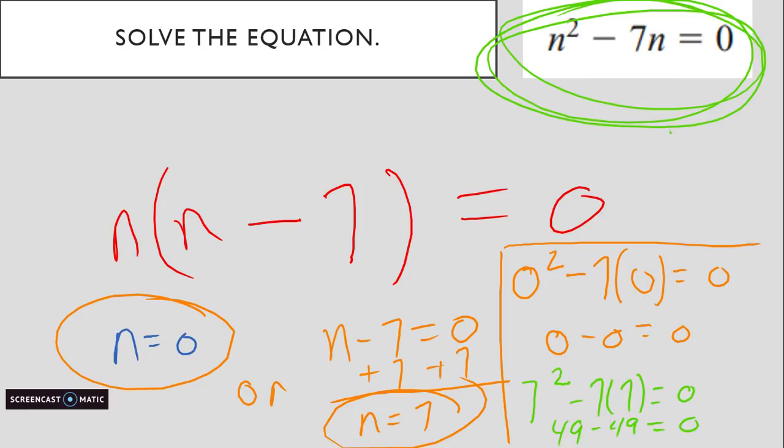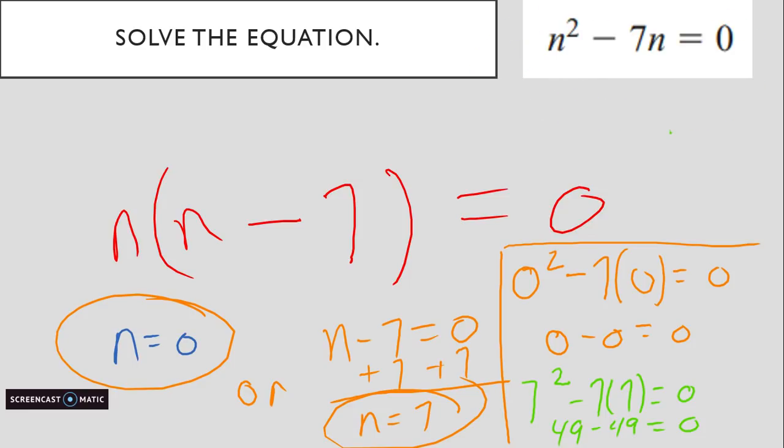If I put 0 in for n both times, I get 0. If I put 7 in both times for n, I get 0. So those are our two possible solutions. All of your homework questions need to have those two solutions. You need to solve two equations. Don't take any shortcuts. I know it's tempting, and I know you see patterns, but so much of math is just building and building and building. And so if we build good habits, when it gets more challenging, it'll be a little bit easier to deal with.